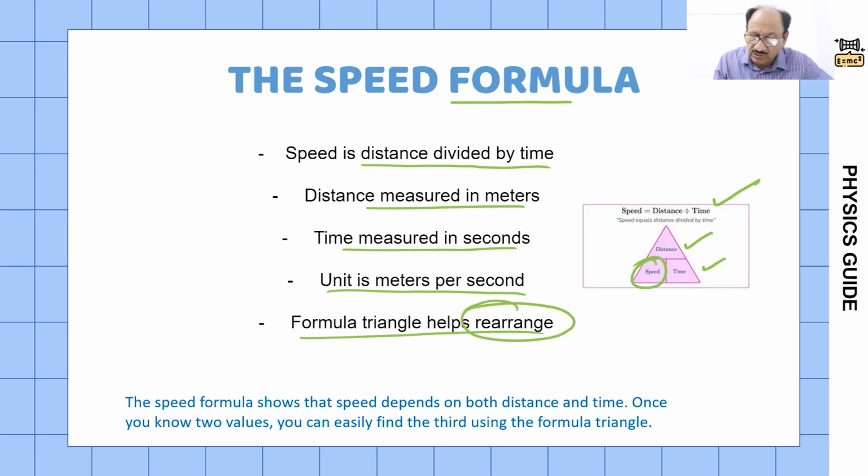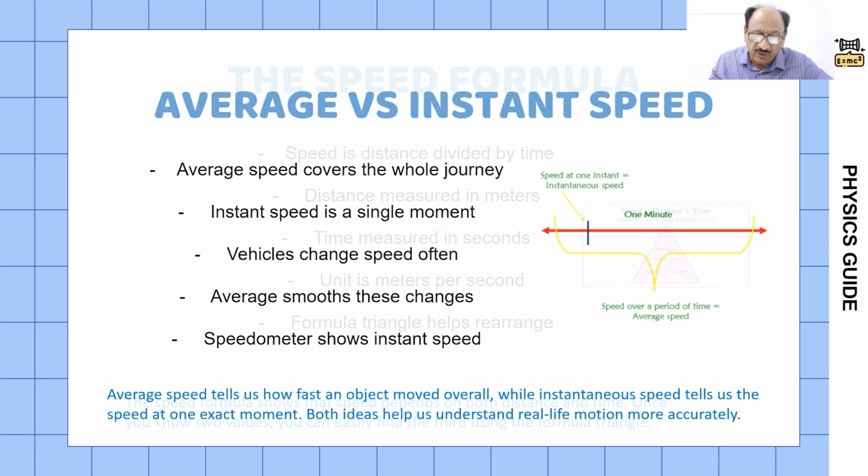We need to rearrange the formula to calculate the different variables which are unknown. The speed formula shows that speed depends on both distance and time. Once you know two values, you can easily find the third one. So the formula has three variables. Out of three, if two are given, the third one you can find easily.